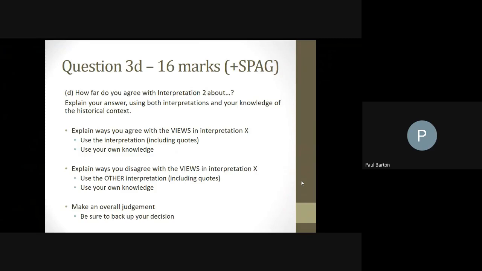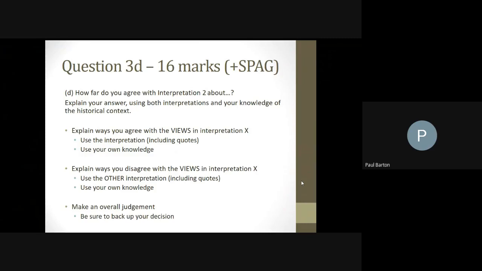And then use what it says in the interpretation. Look at the details it gives, the examples that are in there. Use quotes from that interpretation to back up what you're saying. So: I agree with the view in the interpretation that, and put a quote in that it says. And then use your own knowledge to develop that. You've got to show the ways you can agree with that view.